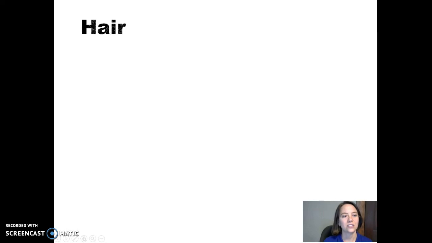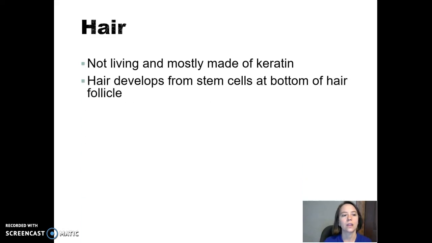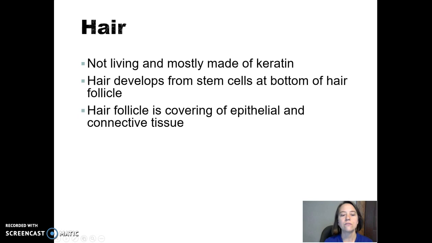Hair is another accessory structure of the integumentary system, and hair is not living, and it is made mostly of the protein keratin. Hair develops from stem cells at the bottom of the hair follicle, and the hair follicle is a covering of epithelial and connective tissue. If you remember your types of tissues from Chapter 4.